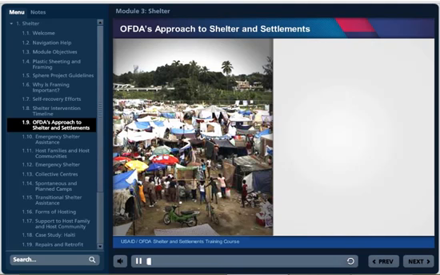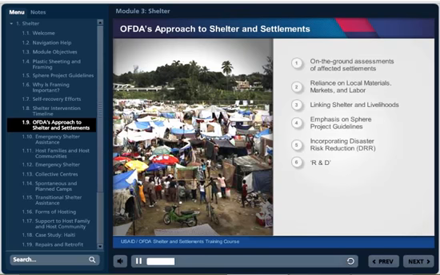We touched briefly on USAID and OFDA's approach to shelter and settlements in Module 1. Let's now revisit some key points of the approach before we move forward in this module. The approach emphasizes the use of market-based assessments of damage and need to better gauge impacts, resources, and opportunities in disaster or crisis-affected areas. The core target group of proposed actions will be the most vulnerable amongst affected populations.